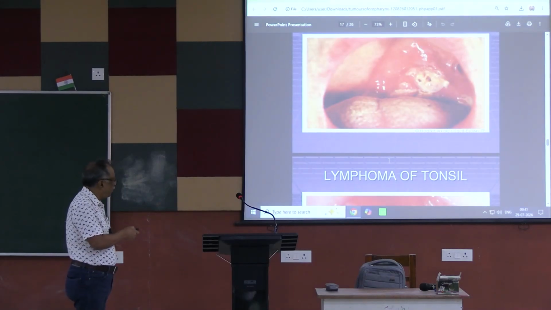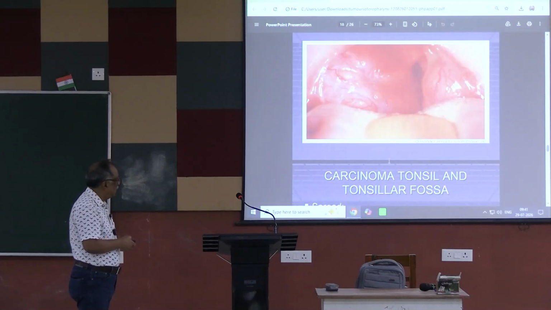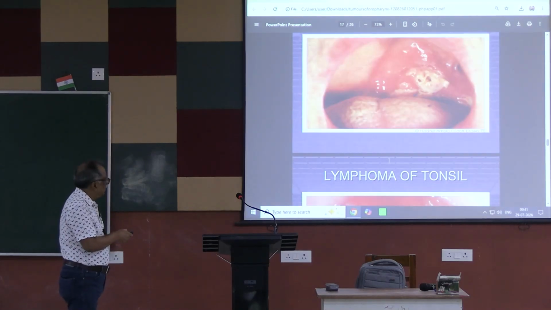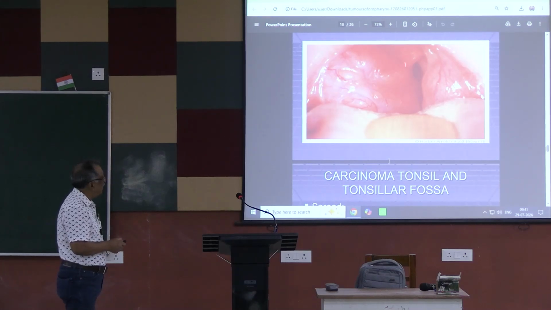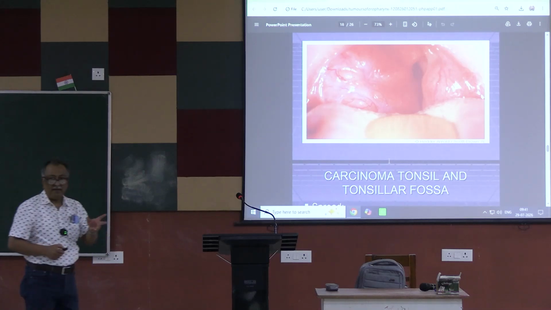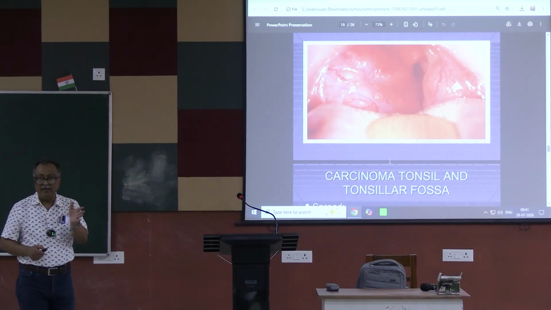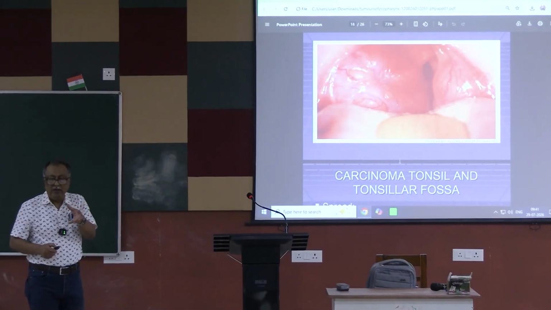This is the ulceroproliferative area of the tonsil. This is the ulceroproliferative area. And this is the lymphoma. You see, the appearance is not so ugly looking, it is smooth, only the crypts are filled up, not by pus, but by some soft tissue. If you palpate, that is firm to hard in palpation, and the whole tonsil you can palpate.